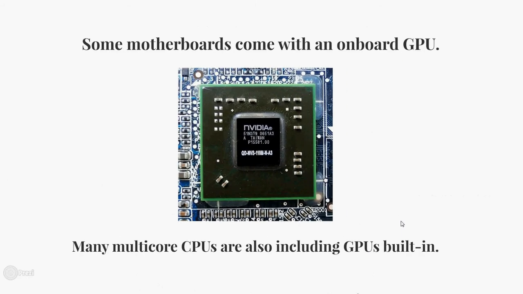Some motherboards do come with an onboard GPU, and also if you have a multi-core CPU, you may also get a GPU unit built into the multi-core CPU. However, a GPU that's built into the motherboard or the CPU does not have its graphic RAM separate from the RAM of the computer. Most people prefer graphic cards to have their own faster RAM.